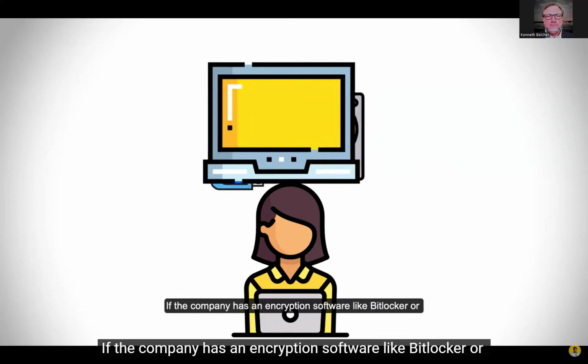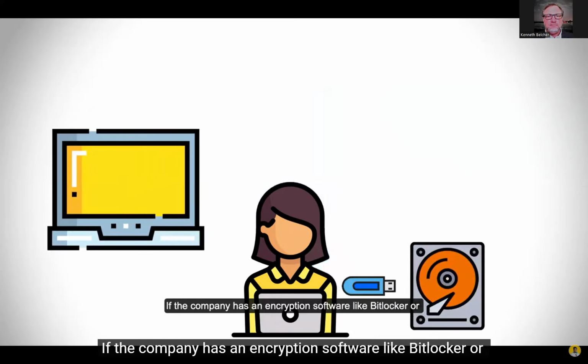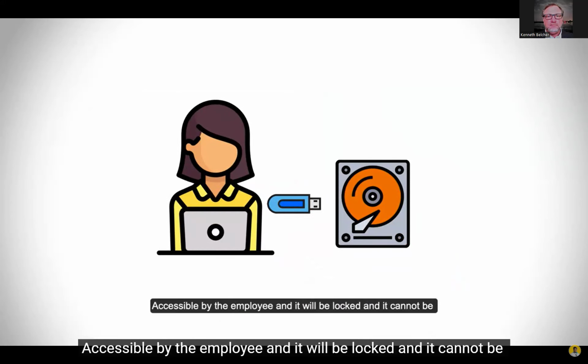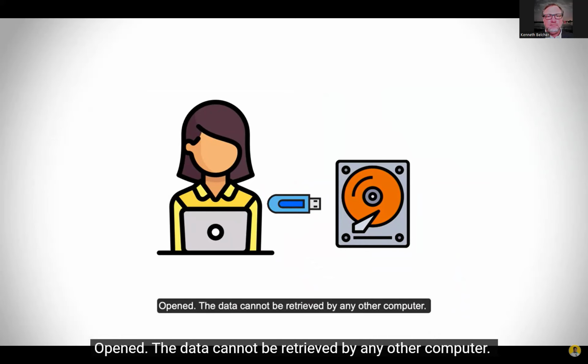Now over here, if the company has used an encryption like BitLocker or even something like TrueCrypt, the hard disk won't be accessible by the employee and it will be locked and it cannot be opened. The data cannot be retrieved in any other computer.